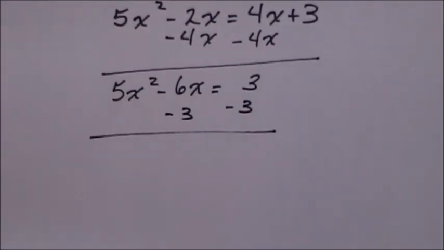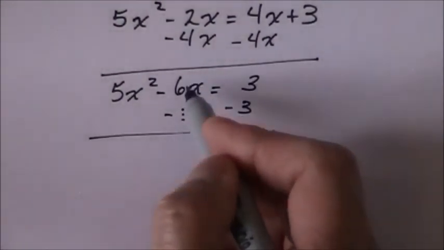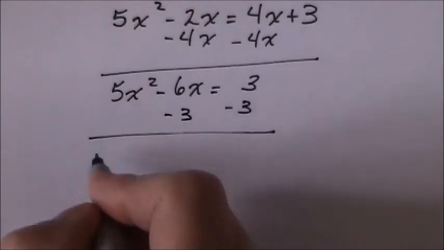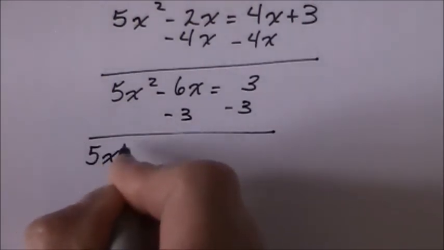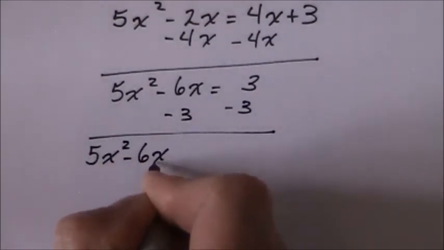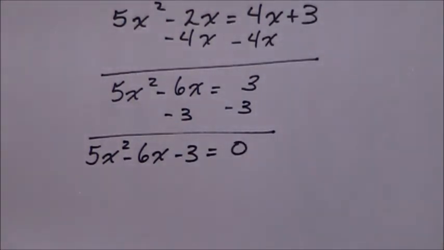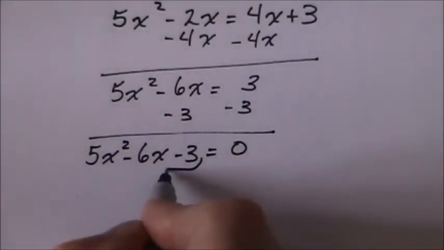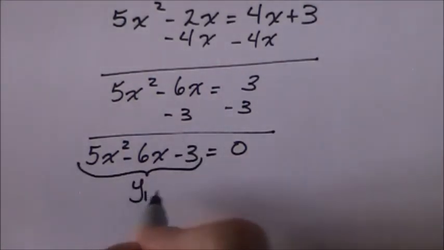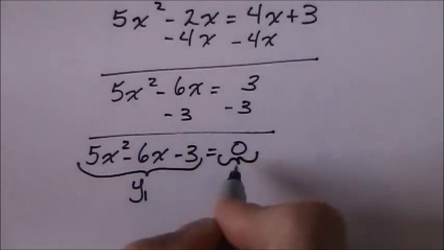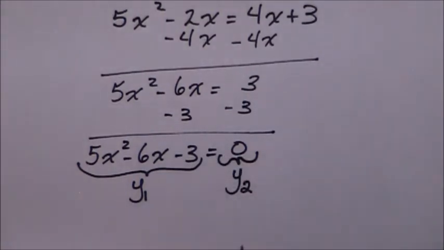Recall that as we go to do that, these guys do not get subtracted because one has an x and one doesn't. So we have 5x squared minus 6x minus 3 equals 0. At this point, we're going to split it at the equal sign again. So we've got this being our y1 and this being our y2. So we're going to stick this in our calculator into y1, and this into our calculator in y2.